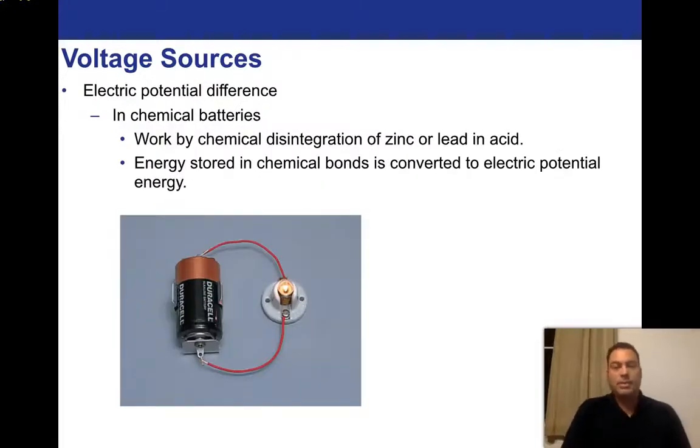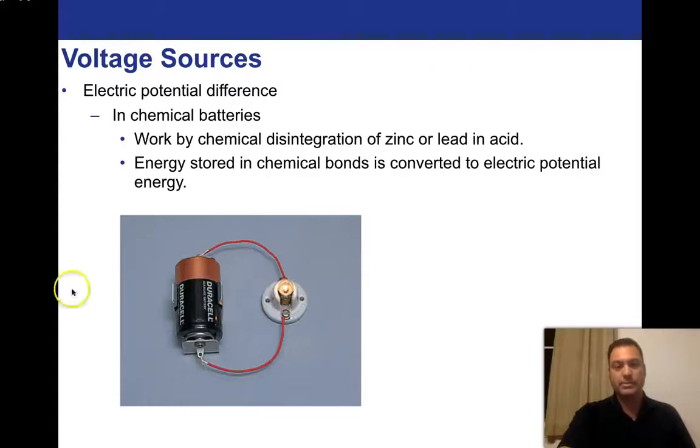In chemical batteries, we get these electric potential differences in a couple of ways, and one of the most common ways is by just putting a Duracell battery that you get from the store. This is done by the disintegration of zinc or lead in acid. So over time, the energy stored in chemical bonds is converted to electric potential energy. Remember, law of conservation of energy: you can't destroy energy, but it can change form. And in this case, we're just changing chemical to electrical.